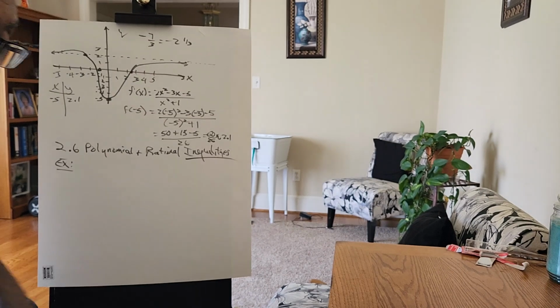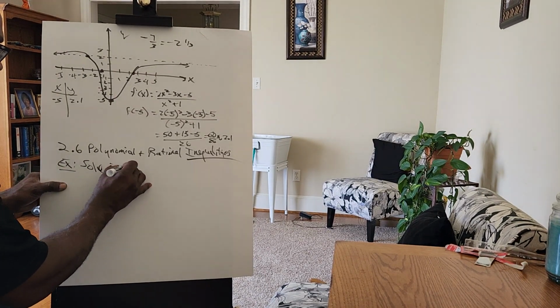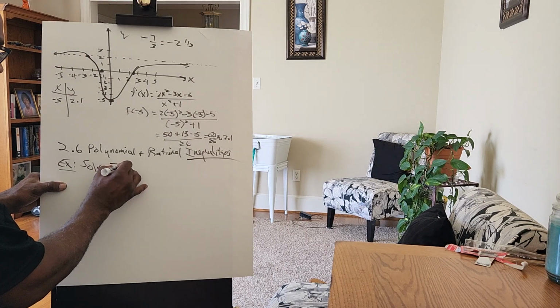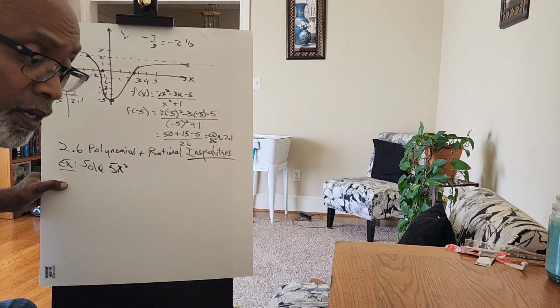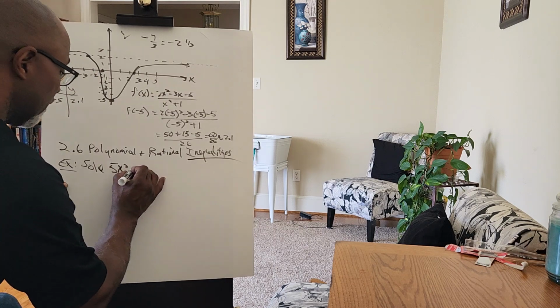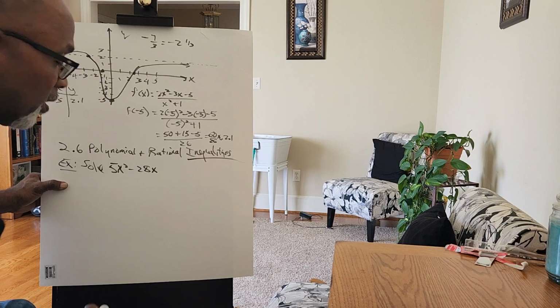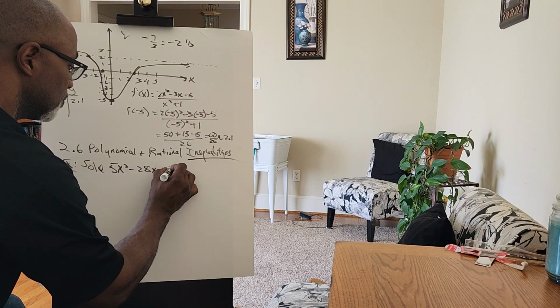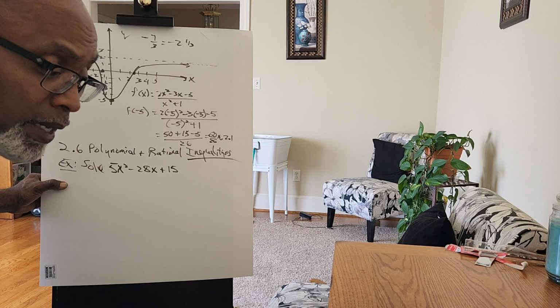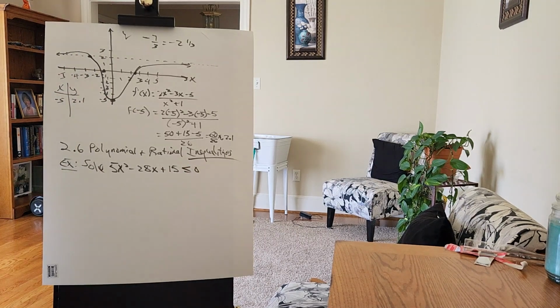5x times x is 5x squared. You'll see things like solve 5x squared minus 25, minus 28x, and then plus 15. And you might see that thing less than or equal to 0. And they ask us to solve that.